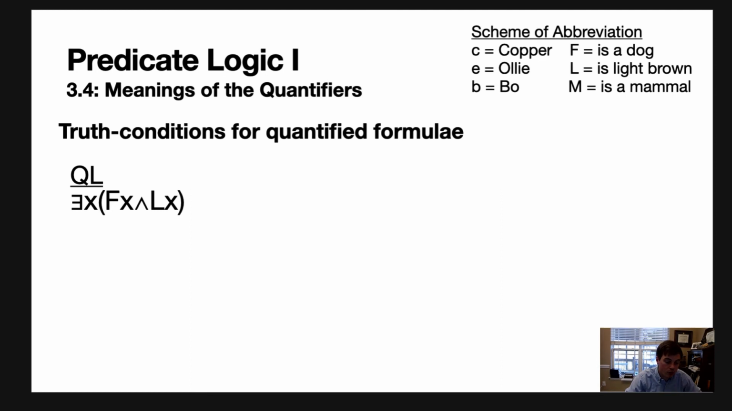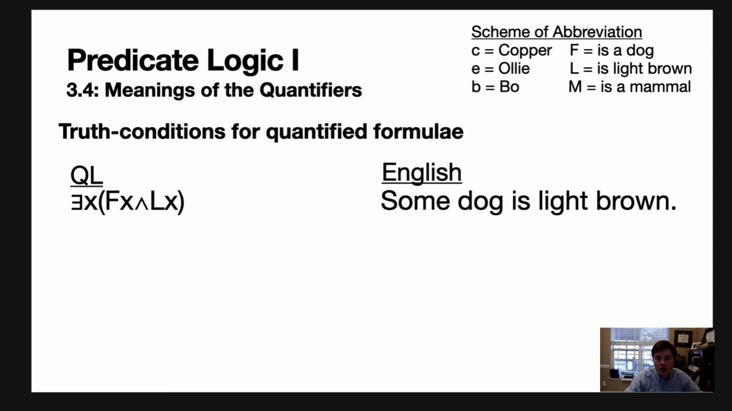All right, let's try this one. This is an existentially quantified formula. There is some x such that x is F and x is L. What is this saying? In English, it's saying there is some thing that is a dog and is light brown, or some dog is light brown.